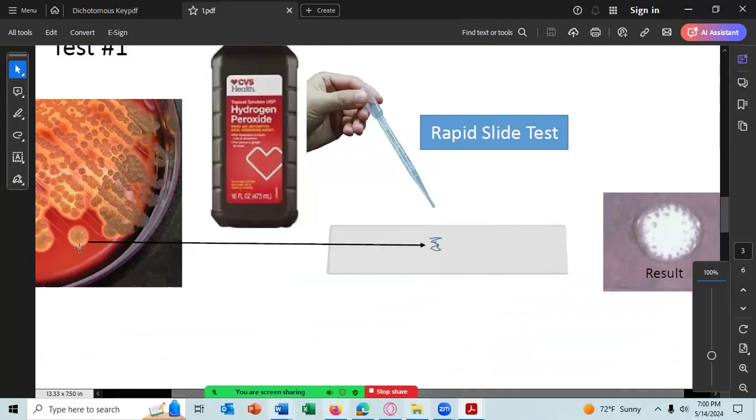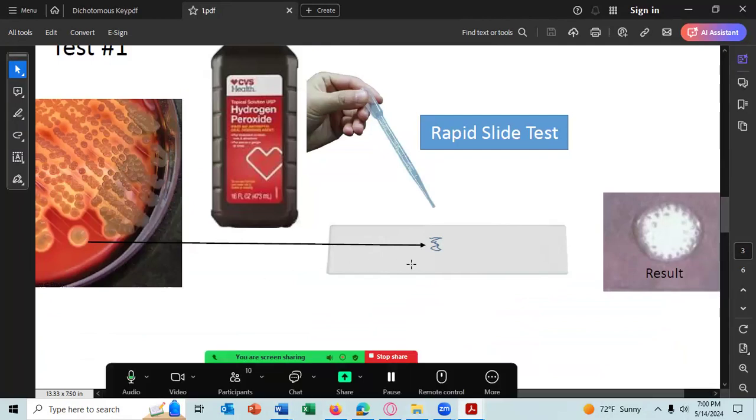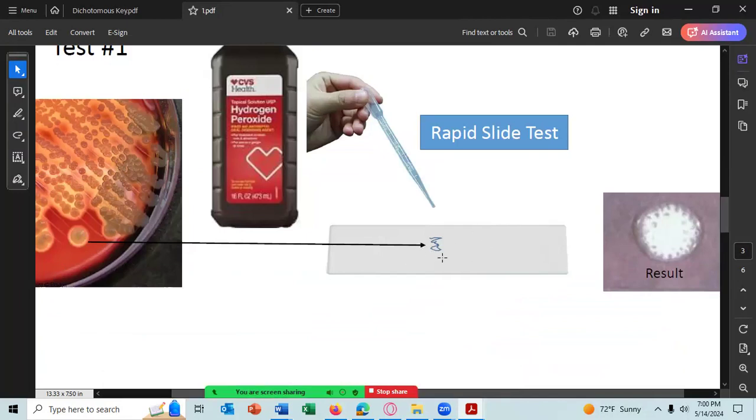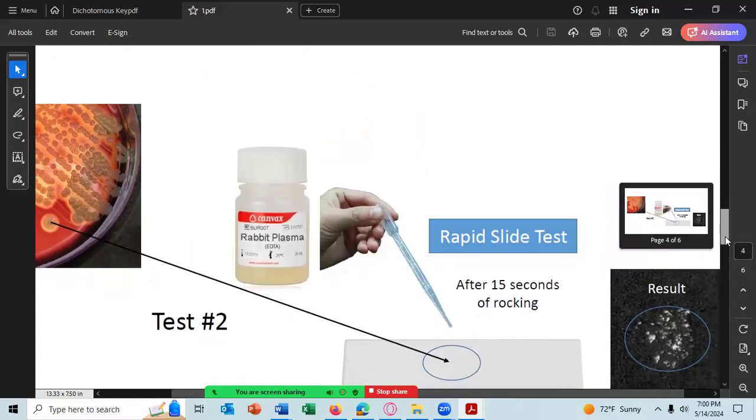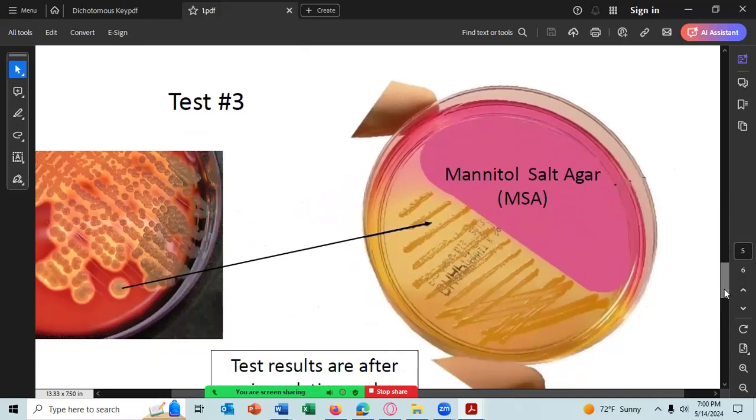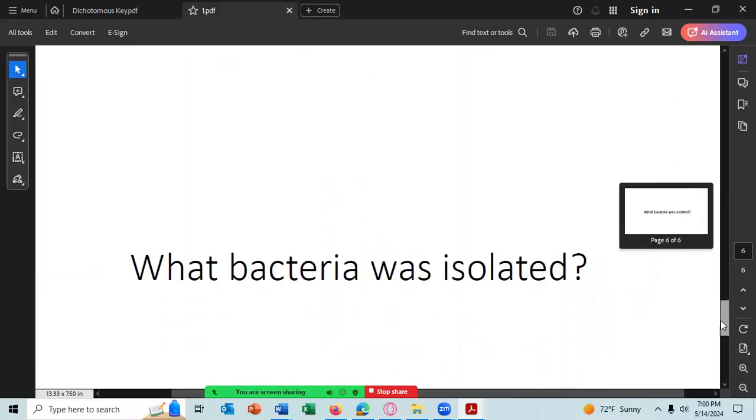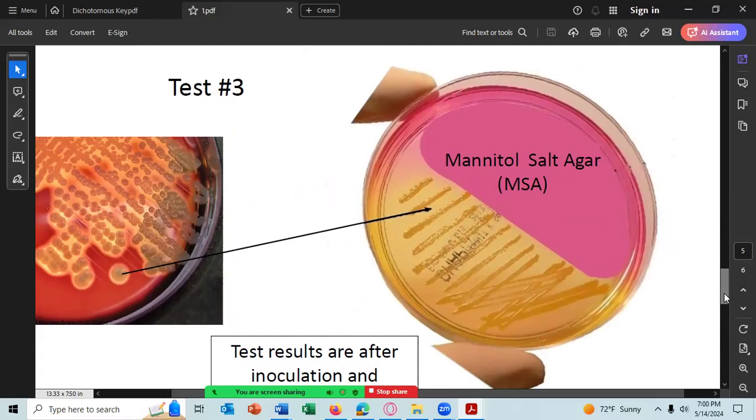And then they took the cells from the blood agar and put it on this rapid slide test. I'll tell you what this test is. Adding hydrogen peroxide, that's a catalase test. And there's the results of the catalase test. Let me shrink that down a little further.